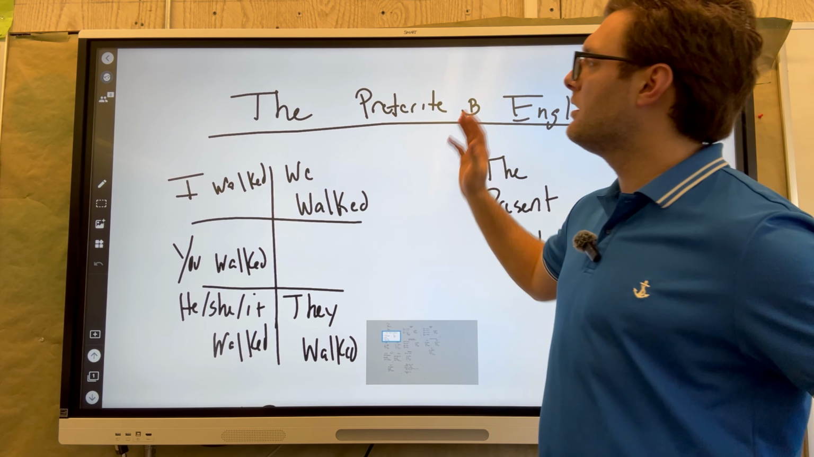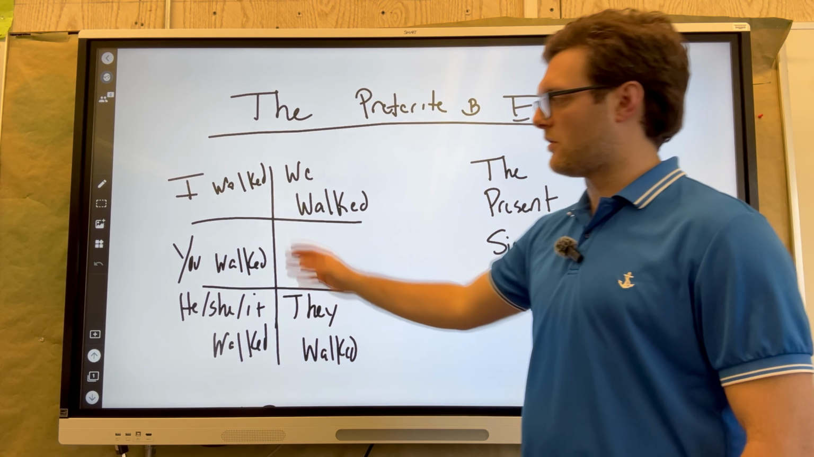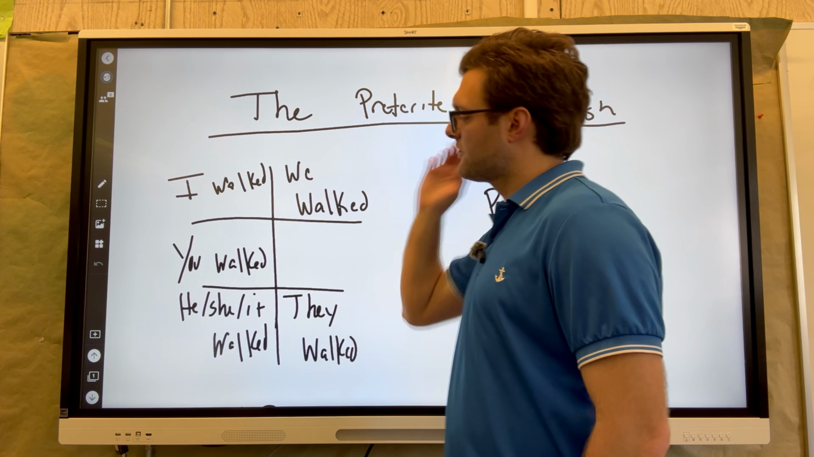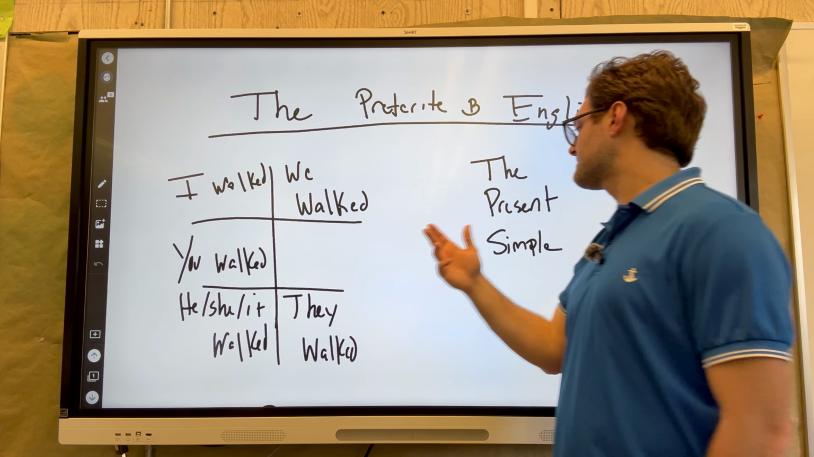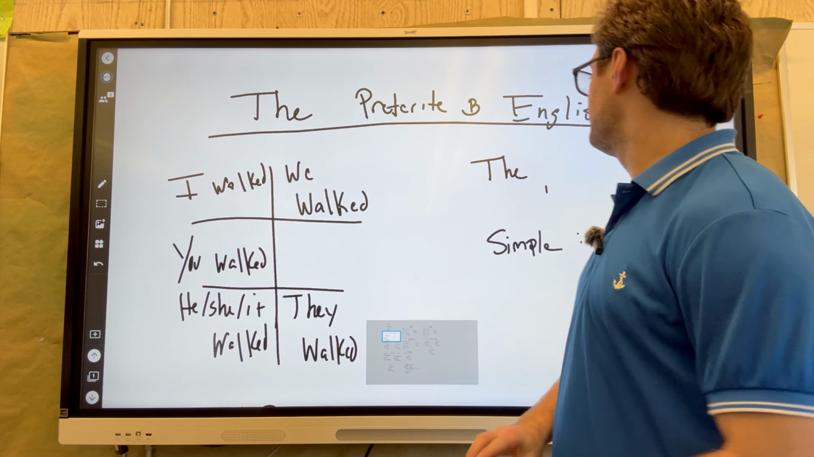So I have here the verb to walk conjugated in the past simple in English. So I walked, you walked, he, she, it walked, we walked, and they walked. This is the past simple. What a fool I am. It is the past simple.